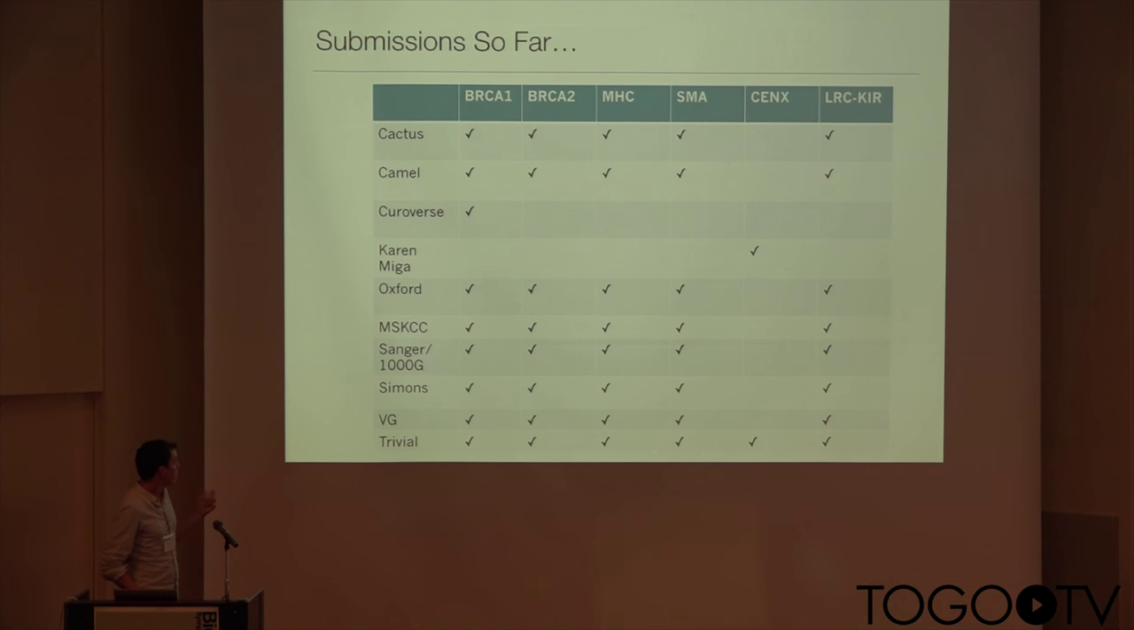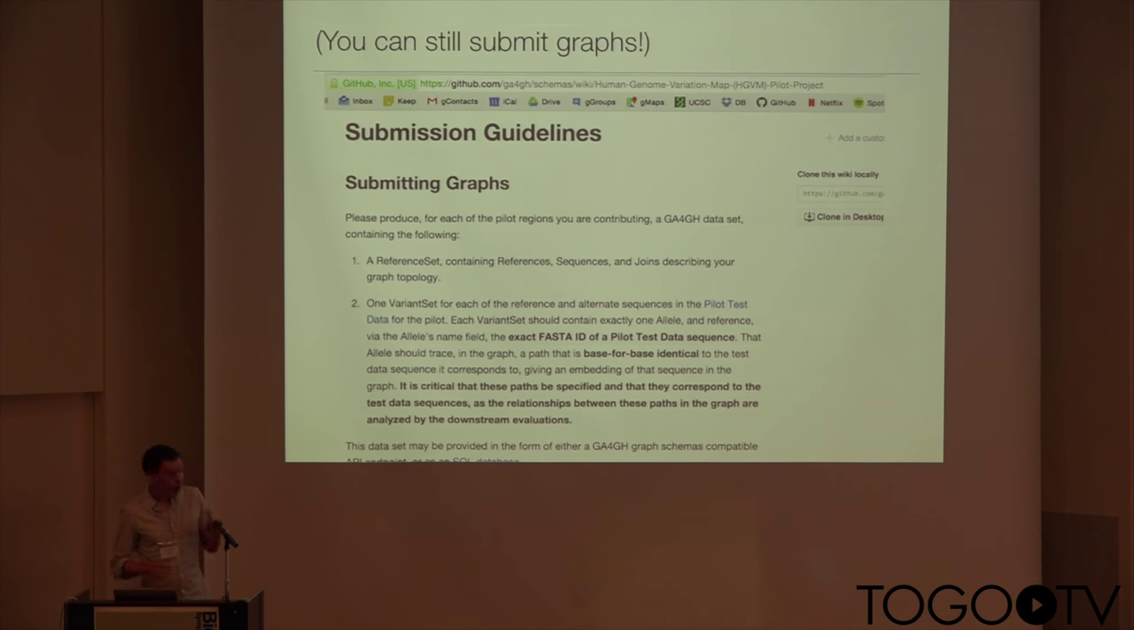So in the pilot, we've had submissions from about 10 groups, and we still have a couple of weeks left before our initial deadline. And I should have said that we've done this for six pilot regions. So a couple of fairly typical human, albeit big human genes, BRCA1 and BRCA2. We have the MHC region, SMA, which is really, really complex, LRC Kerr, and then a region of the centromere, in which we only have one submission because it's so difficult. So there's still time. If anybody's interested, talk to me. You can still submit graphs.